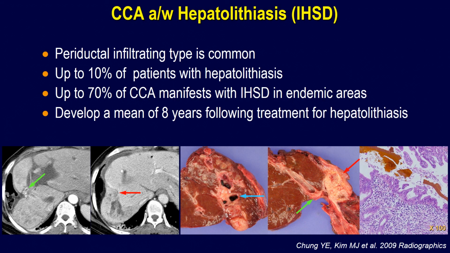On the other hand, cholangiocarcinoma associated with hepatolithiasis or intrahepatic stone disease is mostly associated with periductal infiltrating or mixed type. Cholangiocarcinoma can develop in about 10% of hepatolithiasis, and up to 70% of cholangiocarcinoma in the endemic area is accompanied by hepatolithiasis. It is said that cholangiocarcinoma occurs on average 8 years after diagnosis of hepatolithiasis.